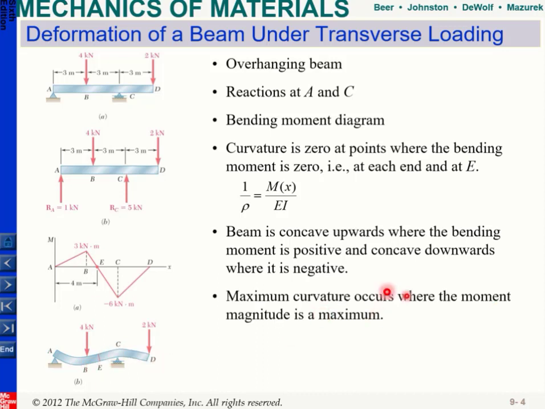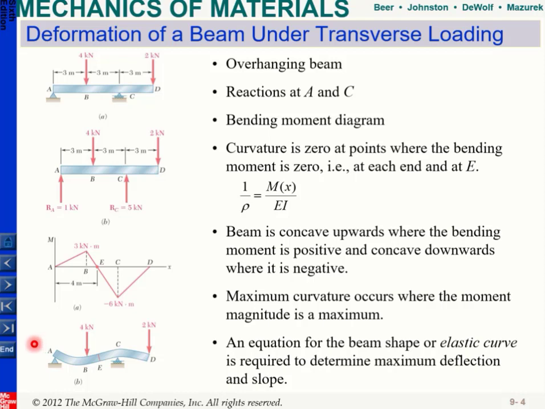And also, since I have this equation, I know that my maximum curvature occurs when my moment is maximum. So at these two points where I have maximum and minimum moments, I will have the maximum curvatures, okay? But what I'm more interested in is how I can find this deflection, like how much a point in the beam goes downward or upward.